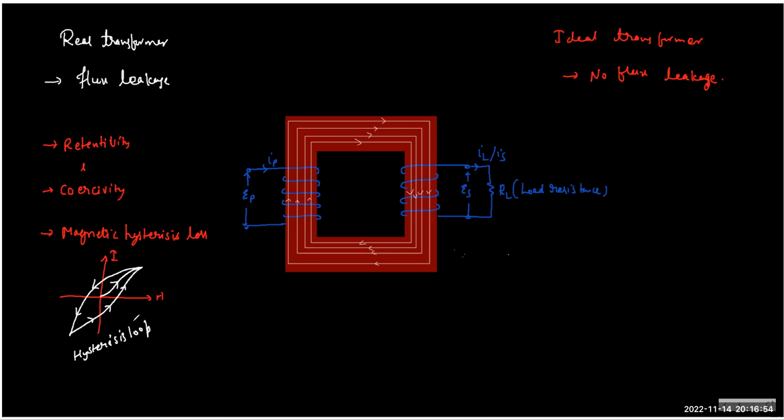So how much energy is lost per unit volume of the medium? The area of the loop will give you the energy loss per unit volume of the medium.